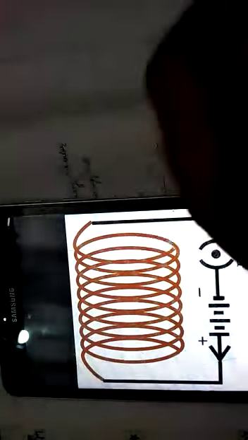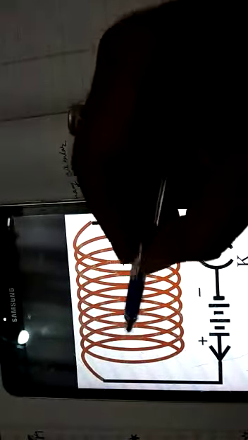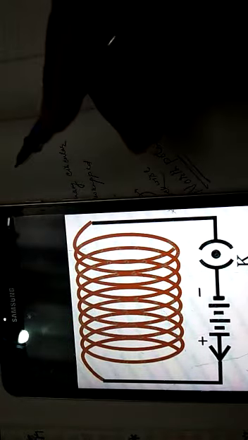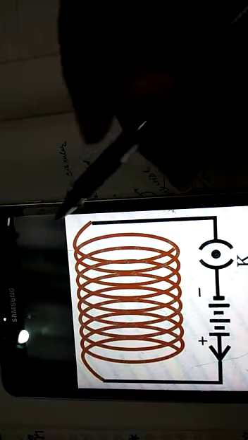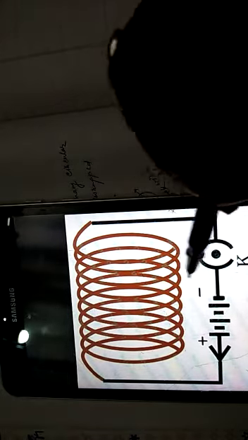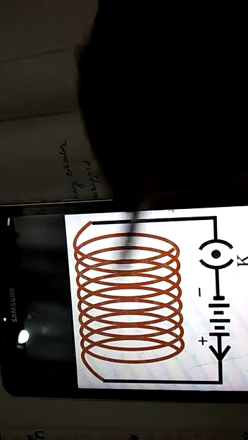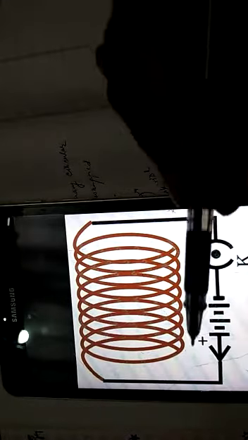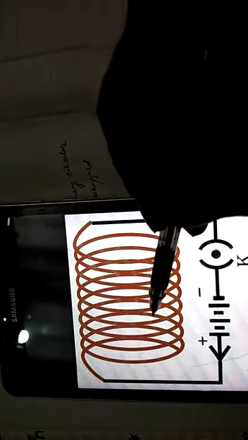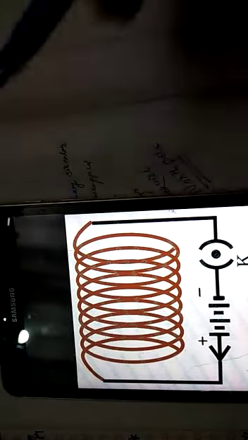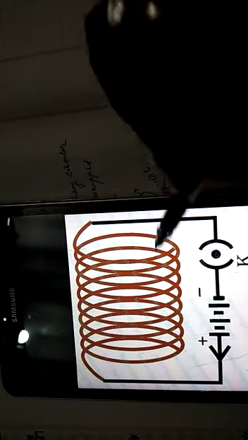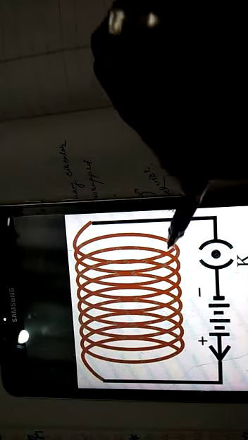You have to fix the length, and then if you increase the number of turns, these turns will look denser. That is called turn density. So by increasing the turn density, that means by increasing the number of turns but not increasing the length, the solenoid's strength will increase. Clear? Now this is the second way you can increase the strength of a solenoid.